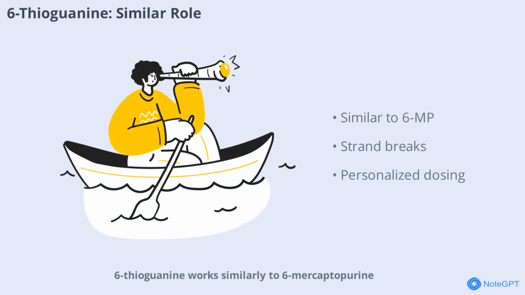6-thioguanine works similarly to 6-mercaptopurine, getting incorporated into DNA and RNA and causing strand breaks. It's used in certain leukemias and requires the same careful monitoring for toxicity. Both drugs highlight the importance of personalized dosing based on genetic testing.